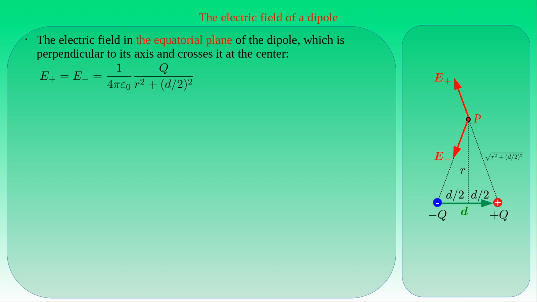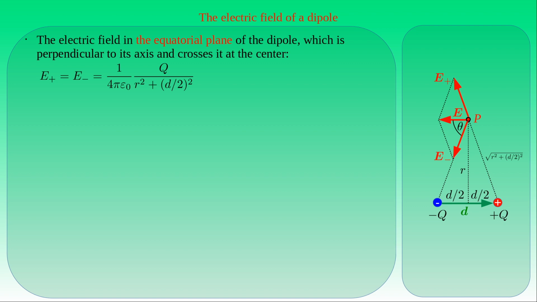We can apply the superposition principle again and use the parallelogram law to construct the electric field strength E of the dipole in the point P. By virtue of the symmetry of the parallelogram spanned by the vectors E sub plus and E sub minus, the orthogonal projections of the vectors on the equatorial plane cancel each other out.